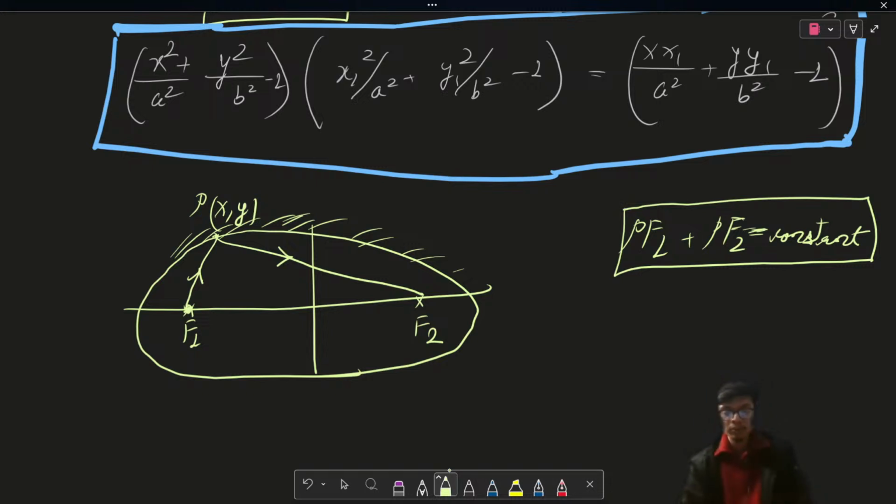But what is important to understand is that a light source or any source traveling from F1 and being reflected at the ellipse surface as a mirror will definitely pass through F2. So this is one of the very important properties regarding the ellipse. Please take that in mind.